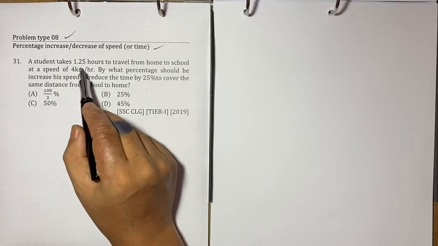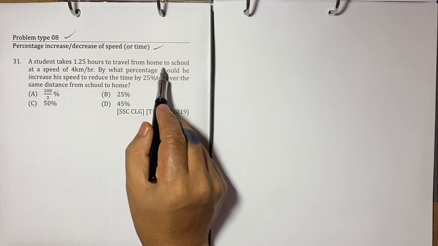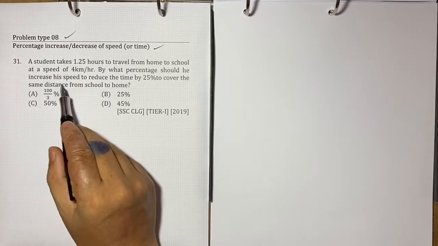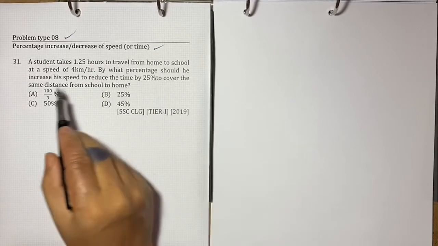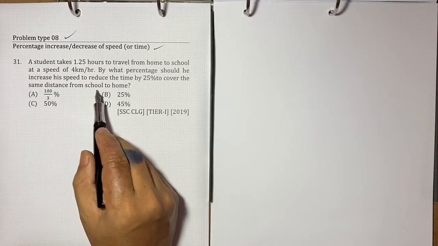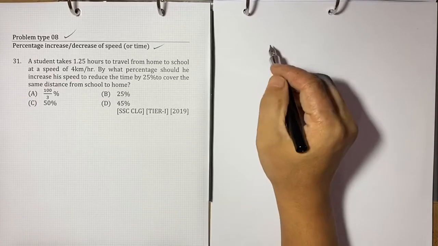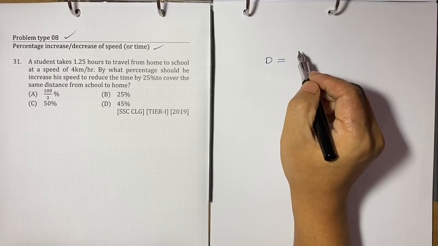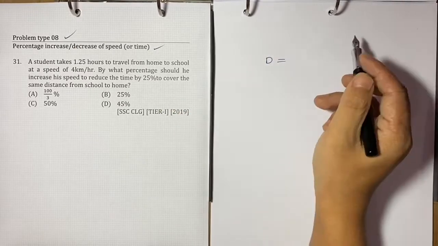A student takes 1.25 hours to travel from home to school at a speed of 4 km per hour. By what percent should he increase his speed to reduce the time by 25% to cover the same distance from home to school? It's a percentage increase or decrease problem, as in Volta chapter 1.3. It's a particular problem here.